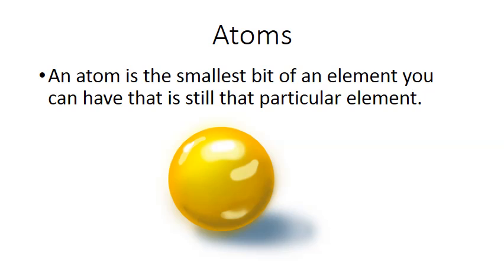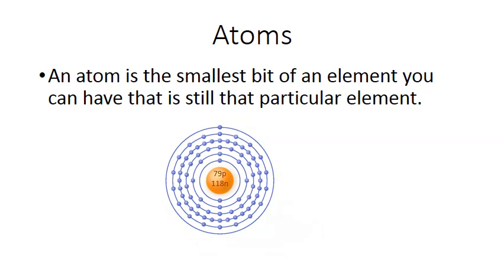So this is an element. It's made up of protons, neutrons, electrons. If we split this in half, if it was possible to split this in half, you wouldn't end up with gold anymore. You'd end up with a big mess of subatomic particles. So it would no longer be an element, or maybe it would be 2 elements. But that's what an atom is. An atom is the smallest bit of an element that you can get.